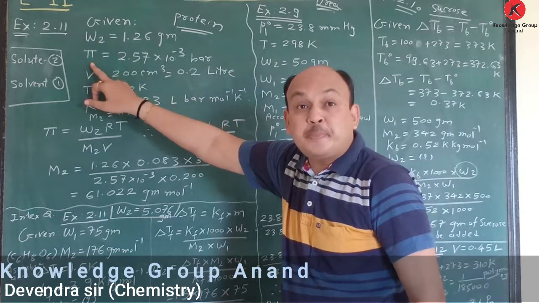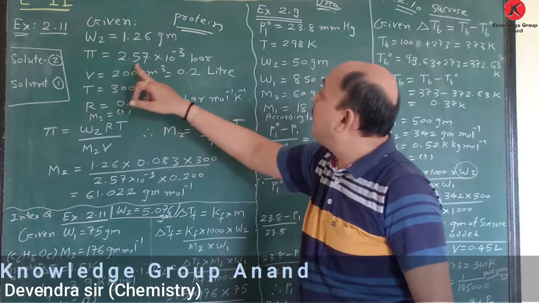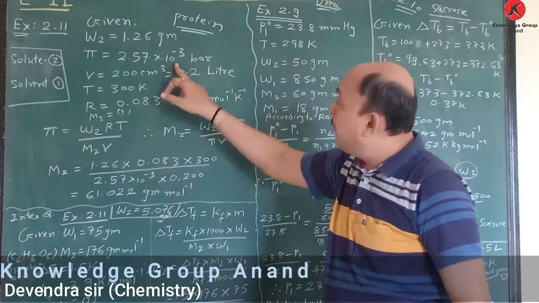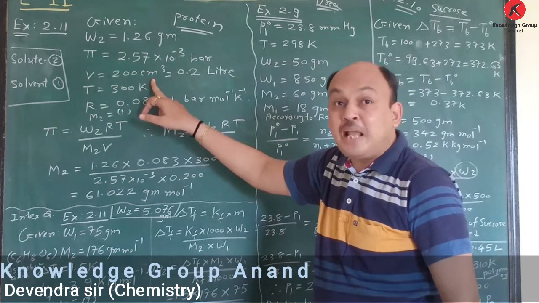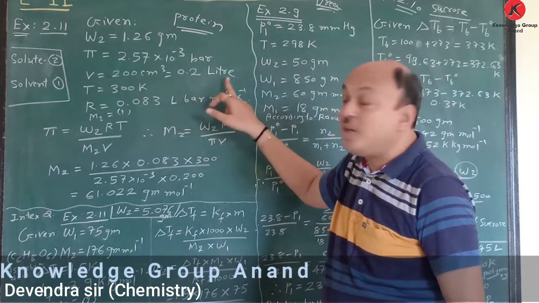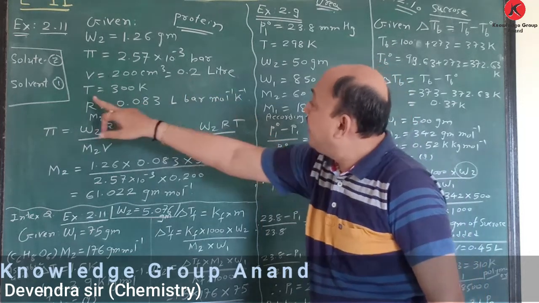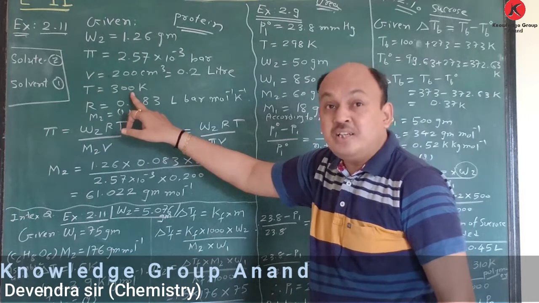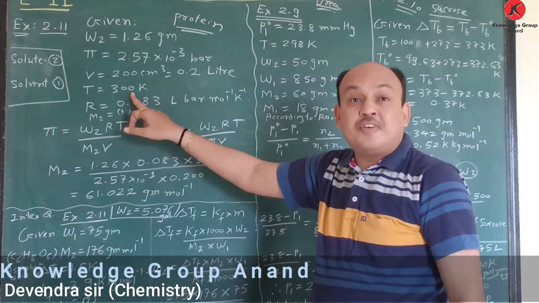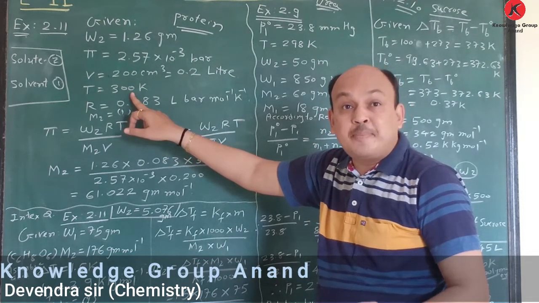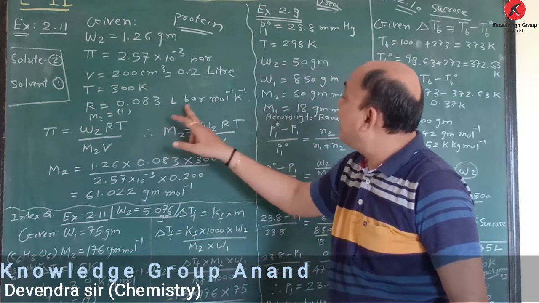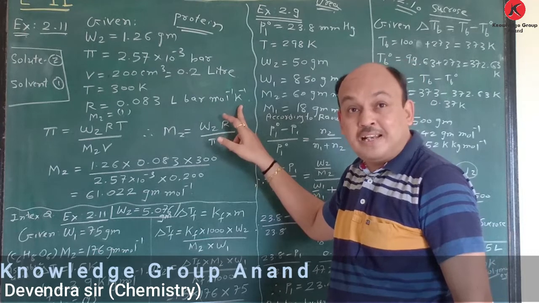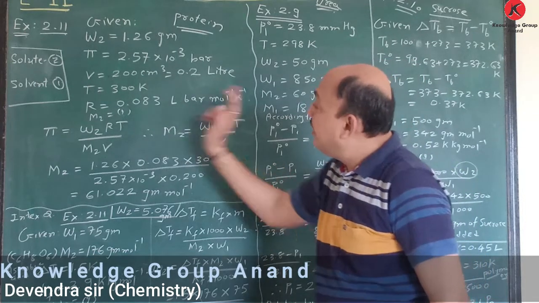Pi is nothing but osmotic pressure. Remember the symbol also. Pi is 2.57 into 10 raised to minus 3. Volume is 200 centimeter cube. Centimeter cube is nothing but ml, so here 0.2 liter. T is equal to 300 Kelvin temperature. Suppose Celsius is given, you have to convert into Kelvin. Remember this one: R is equal to 0.083 liter bar per mole per Kelvin. This unit you have to remember.